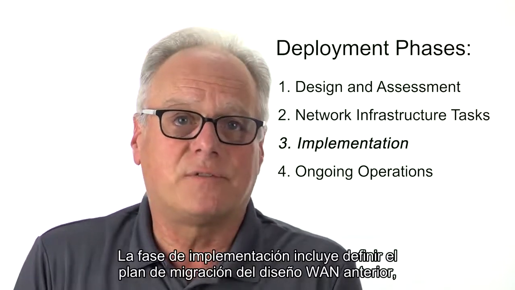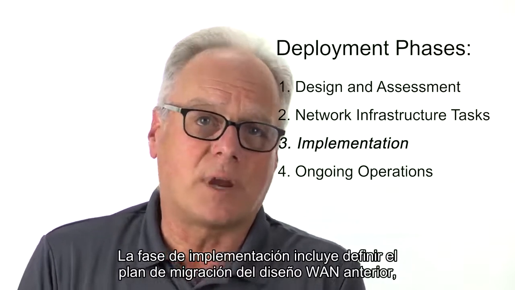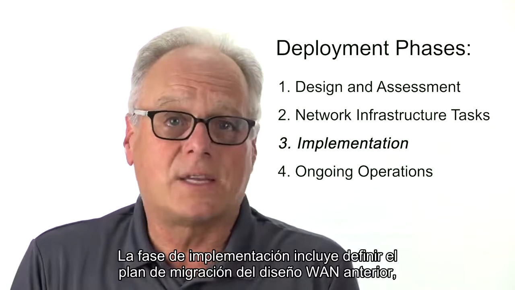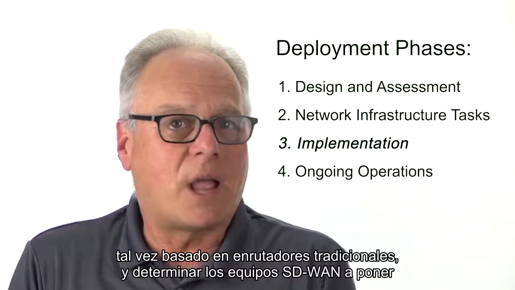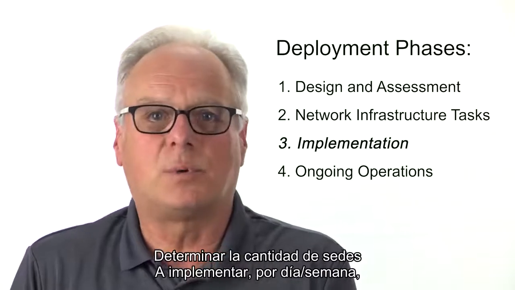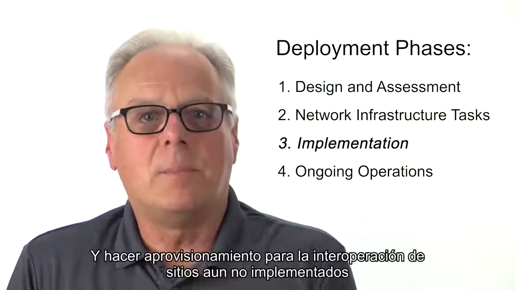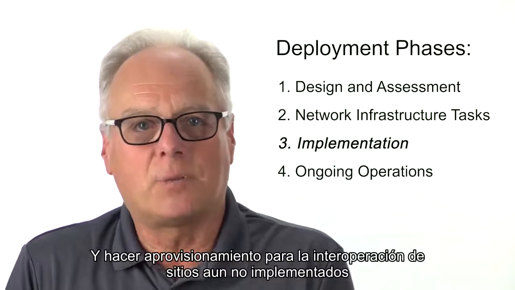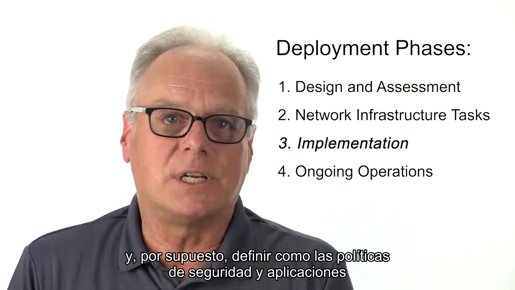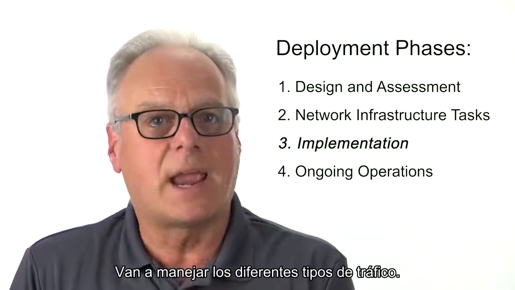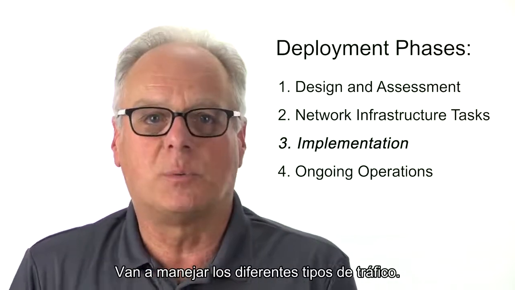The implementation phase includes defining the migration plan from the previous WAN design, likely based on traditional routers, then staging the SD-WAN appliances, determining how many sites to deploy per day or per week, and making the provisions for interoperating with sites not yet deployed. And of course, defining the application and security policies to specify how different traffic types will be handled.